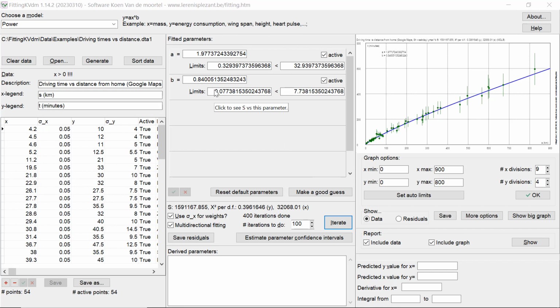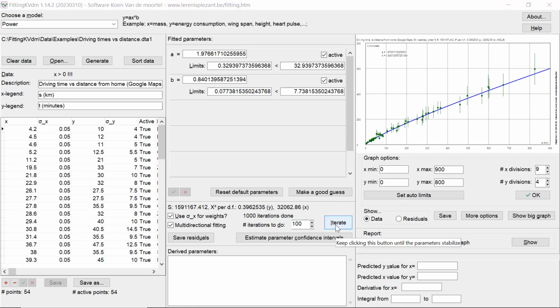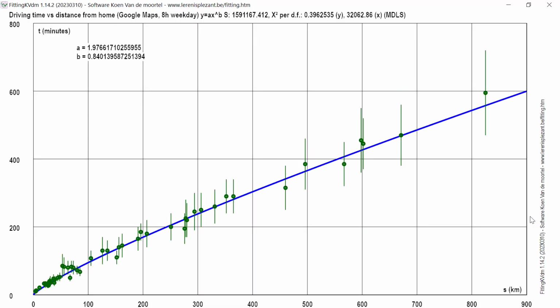We check here if the parameters stay stable, then we can stop. Okay, that seems to be it. So that looks more like a good fit. So here is Berlin, here is Nantes, here is Dijon, Caen. So for a smaller distance, we need, in comparison, a bit more time than for a longer distance, which could be expected.